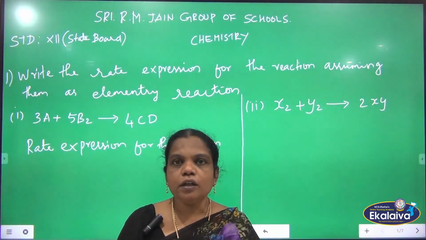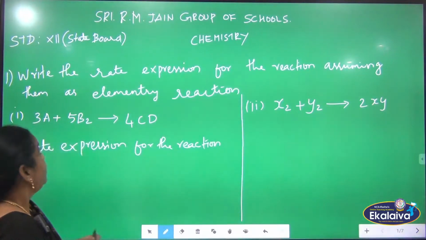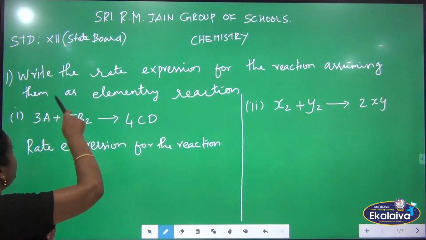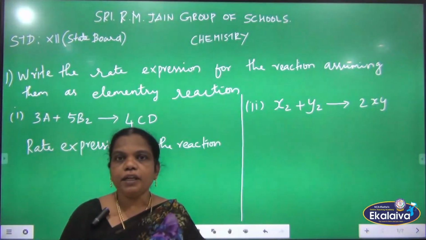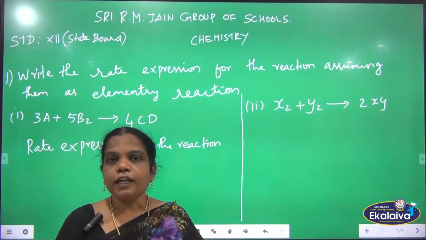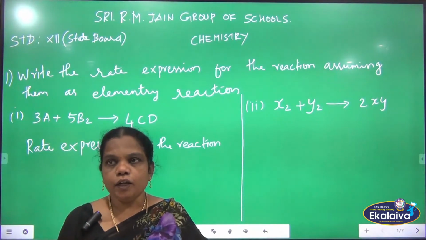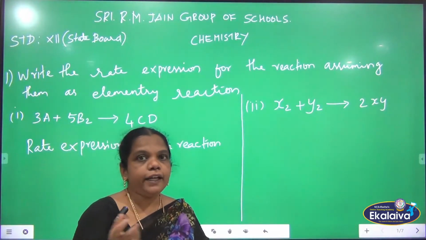Today you are going to learn about some of the problems in chemical kinetics. The first one: write the rate expression for the reaction, assuming them as elementary reactions. Elementary reaction means the reaction is going to take place in a single step. The reactants react to give the product. So now for this you want to write the rate expression.